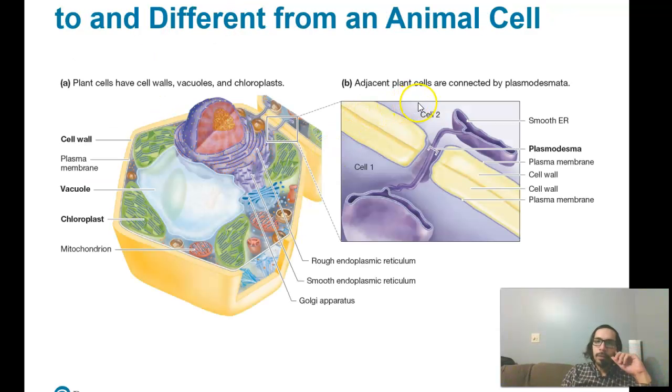Okay, so the plasmodesma is the one that connects the cytoplasm of adjacent plant cells. So it contains the cytoplasm and also segments of the smooth ER, okay, as you can see here.